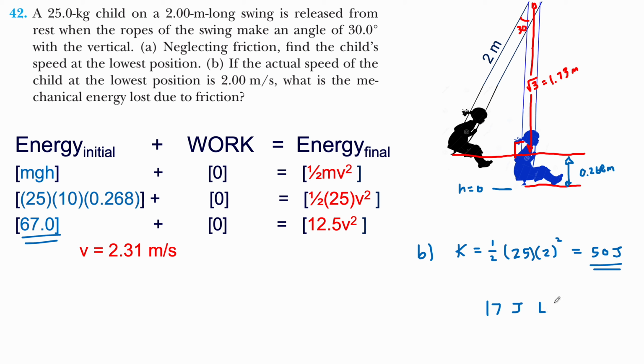And that must end up as thermal energy somewhere. And that's the answer to part B. She should have 67, but she only has 50. So she lost 17 somewhere along the way.